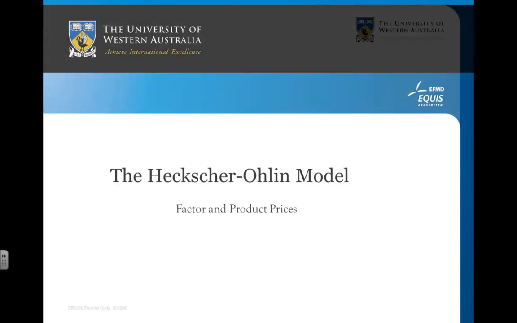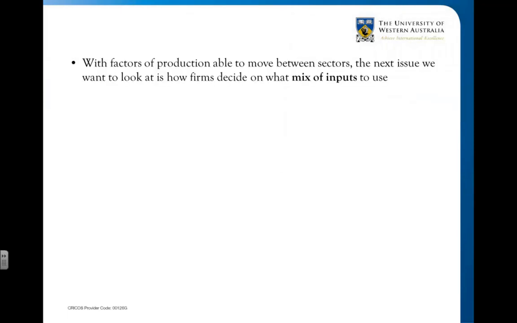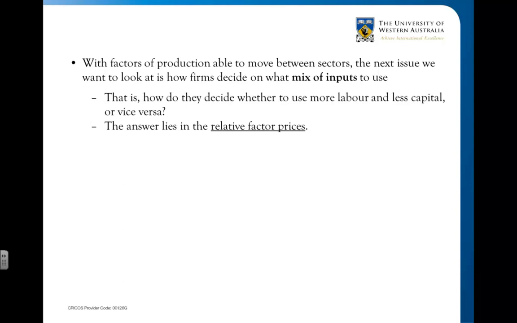Okay, so remember, we're now allowing factors of production to move between sectors, and so now we want to look at how firms decide on what mix of inputs to use, how much labour, how much capital. Of course, the answer to that is in the relative prices of the factors, the relative prices of labour and capital, and that will dictate the proportions that the firms will use.